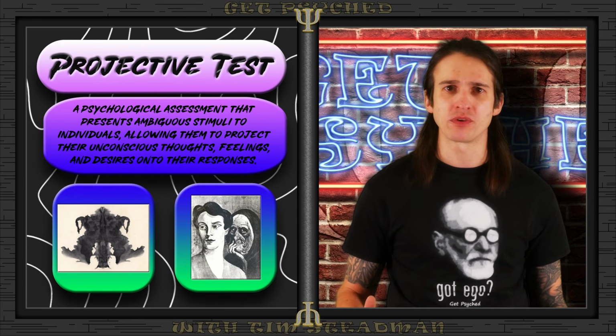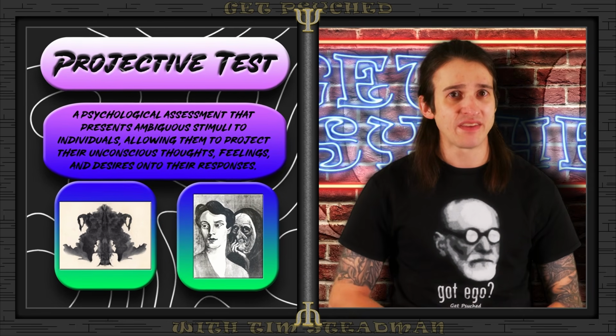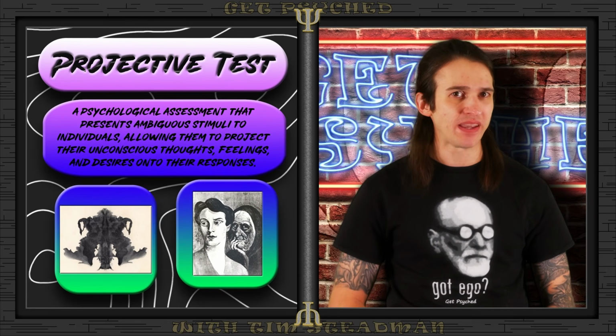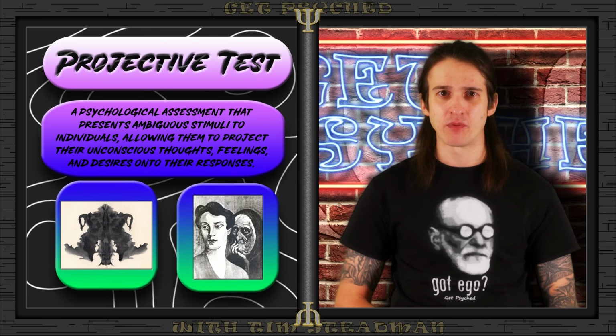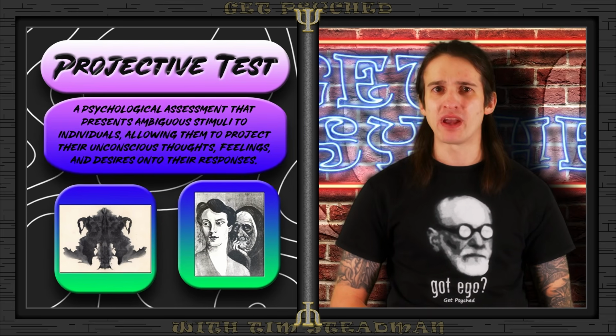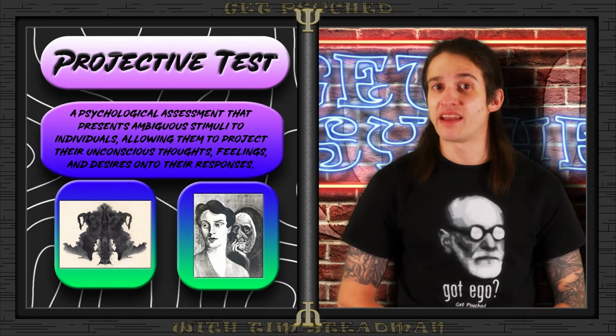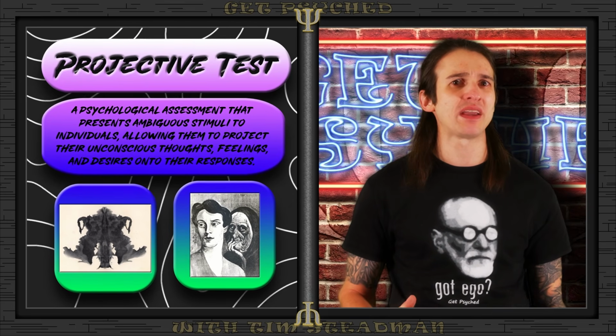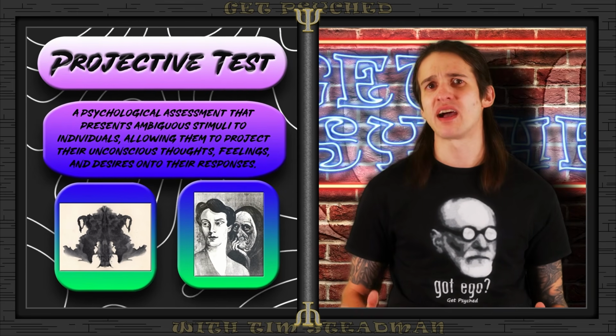Another popular test is the thematic apperception test, or TAT for short. In this test, you're shown a series of ambiguous images, like a person sitting by a window, and asked to tell a story about what's happening. Psychologists then analyze these responses to uncover patterns that might reveal something about your personality or unconscious conflicts.